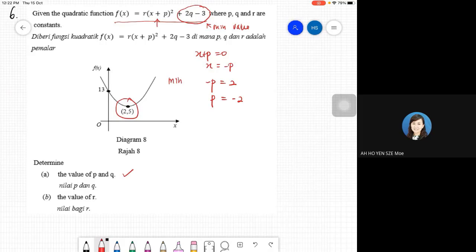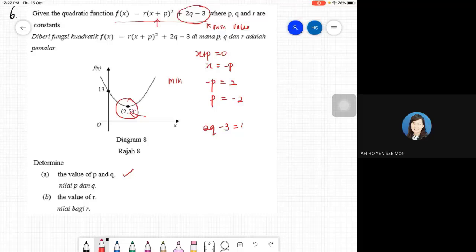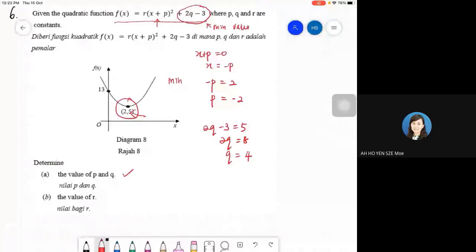Okay, Q belum lagi. Q tengok dia punya nilai Y di sini. 5. So apa yang sama dengan 5? 2Q tolak 3 sama dengan 5. The minimum value, 2Q minus 3 equal to 5. So your 2Q equal to 8, Q equal to 4. Okay, so is it hard? Okay, so after that, how you determine your R? Macam mana dapat R pula? Anyone? How you get your R?